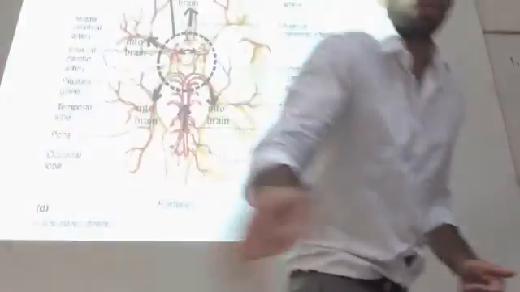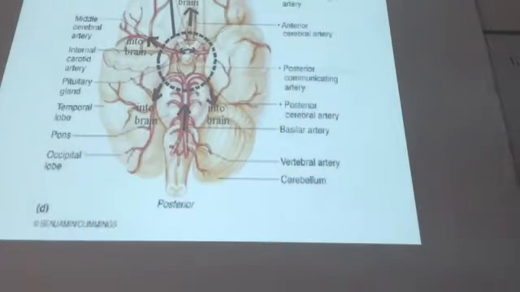Okay, so this part is pretty quick. So you guys know the blood supply to the brain, right? Yeah. Okay. So what are the two main arteries that supply the brain? Start lower and go higher.